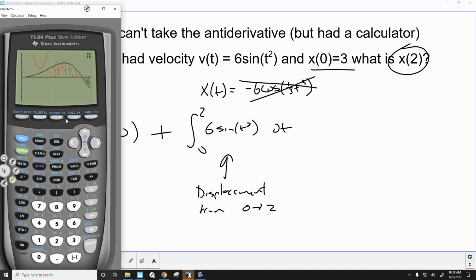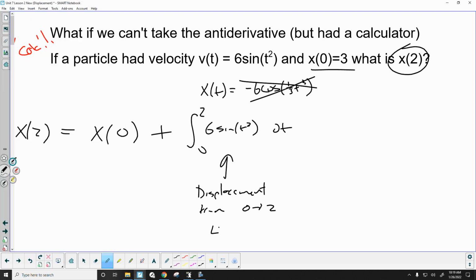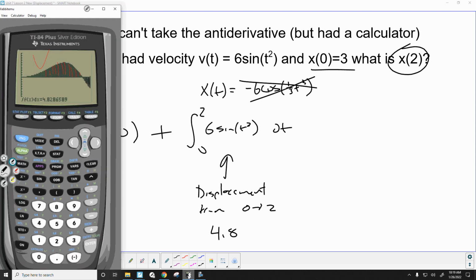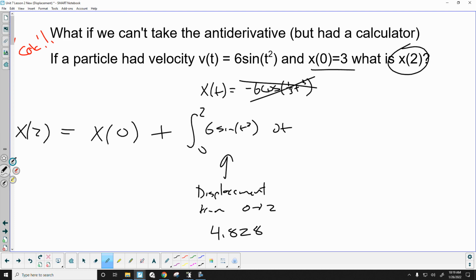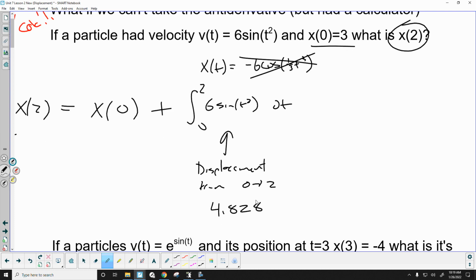Second calc, your friend number 7, 0 to 2. Okay, I'm going to the right a bunch, but then I'm going back to the left. What happens? I will end up 4.828 away from where I started. It's important to understand that this is not a position. This is how far I ended versus where I started. I know where I started. I started at a position of 3. I add that. I now know where I ended.